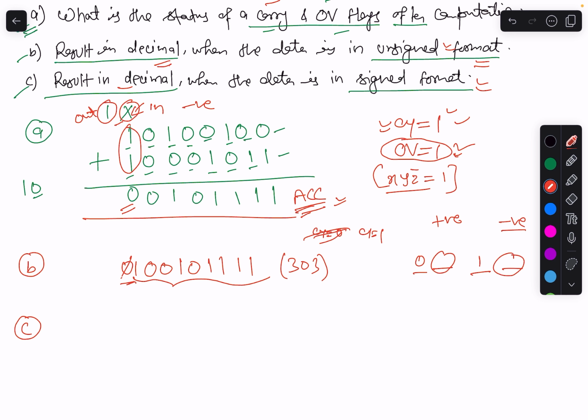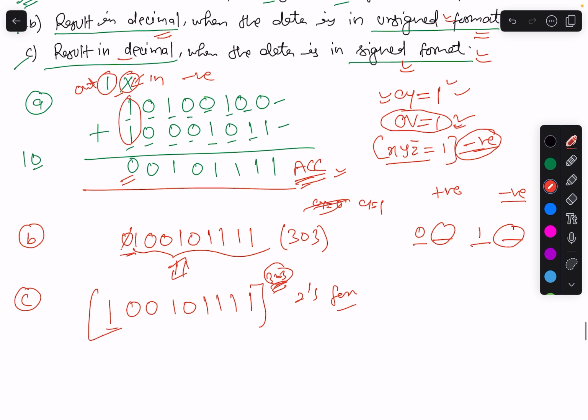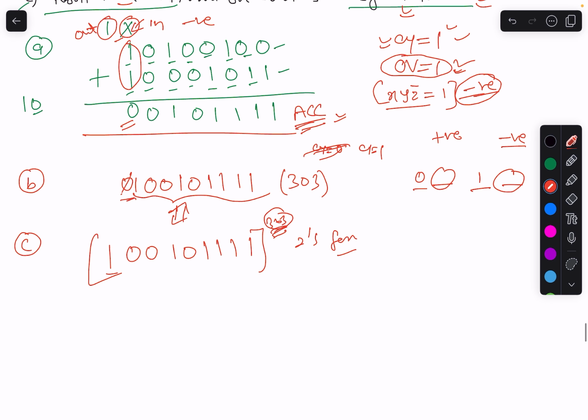So here we have overflow, and we have negative overflow because xyz bar is 1. Negative overflow means we put 1 in front of the accumulator, so 1 will be there, and then 00101111. But this is the signed format, that means this is in 2's complement form, right? So these two are the same, but don't write this as 303, because this is not 303, because this is in two's complement form. So we need to find the value of this data in two's complement.